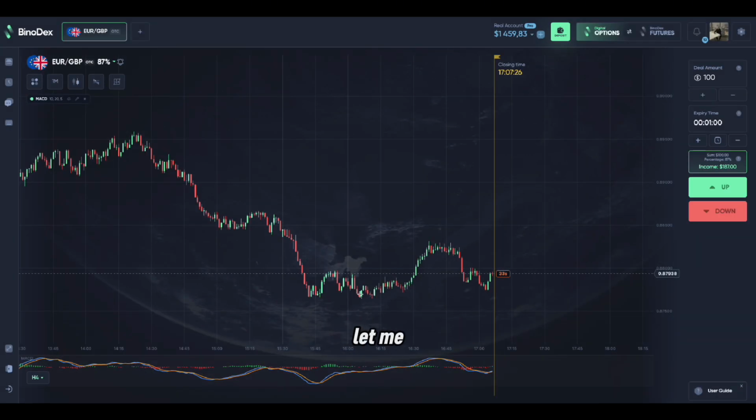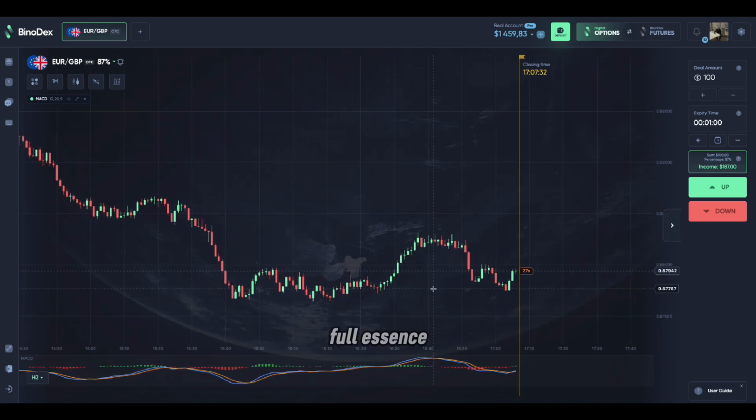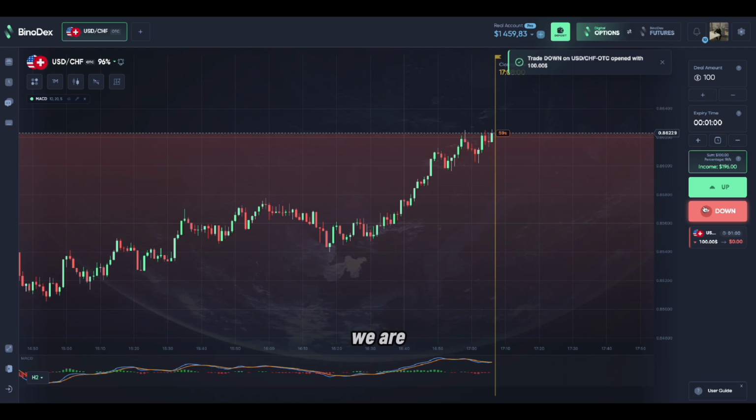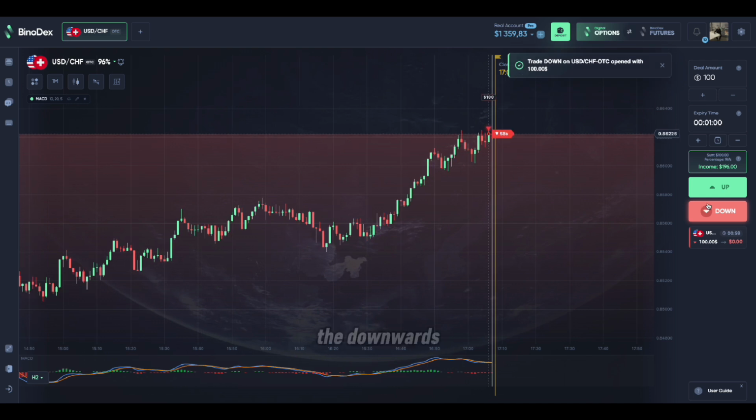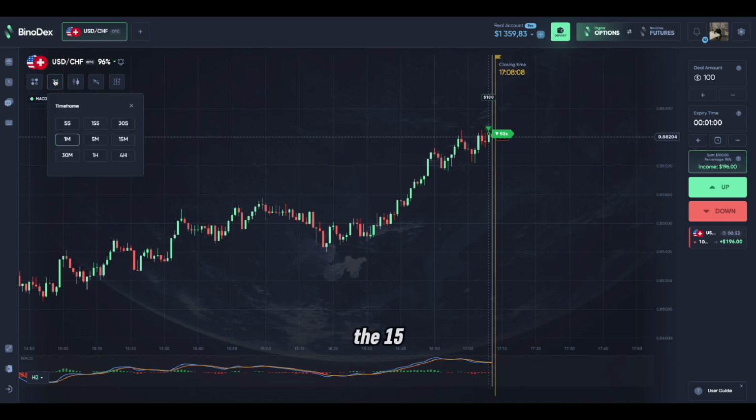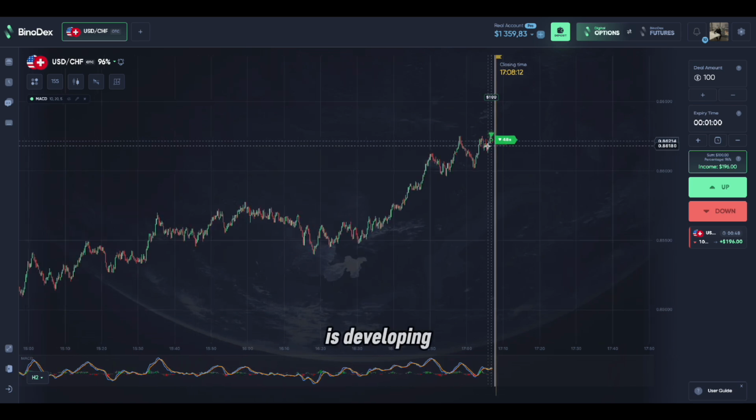Alright, now let me find the first suitable moment to open our very first trade. And right after that, I will explain the full essence of this strategy to you in detail. So, here is the first suitable moment to open our trade. We are going to open a 1-minute trade in the downwards direction right now. While this specific trade is running, let's switch over to the 15-second time frame and take a much closer look at how this trade is developing.